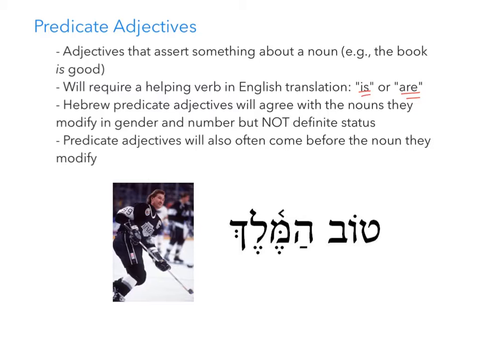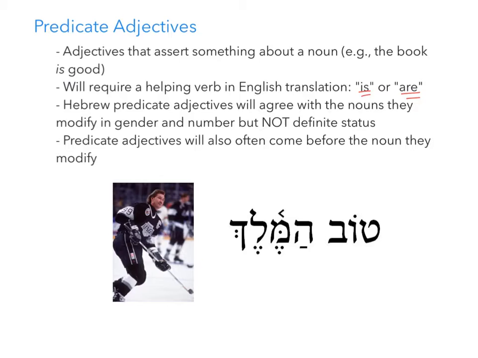If our big rule for the attributive adjective was that three-agree rule, gender, number, definite status, the big difference here with predicates is they will in fact disagree in their definite status. The gender will be the same, the number will be the same, but their definite status will not be the same. One further hint that can be helpful is the predicate adjective likes to come before the noun, not always, but often. So if we see a noun after its adjective, that's another hint that we're dealing with a predicate adjective.